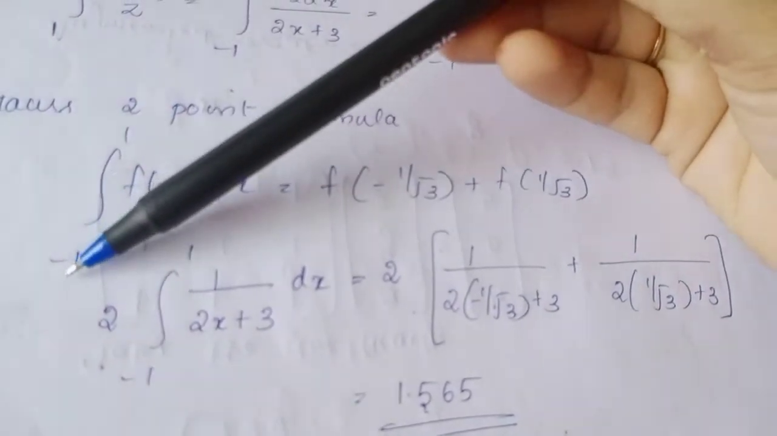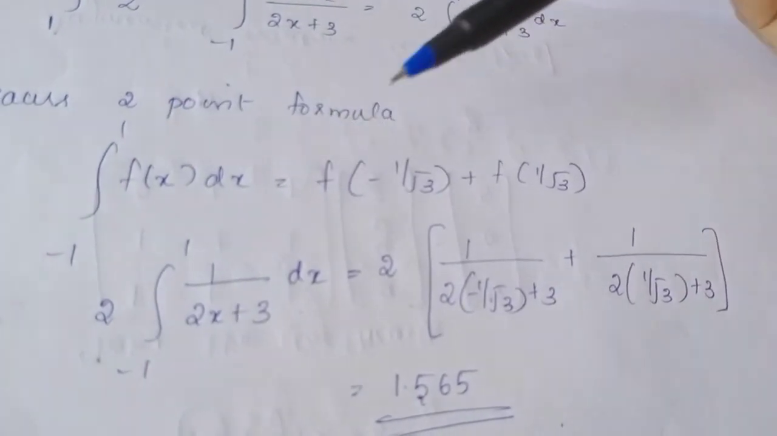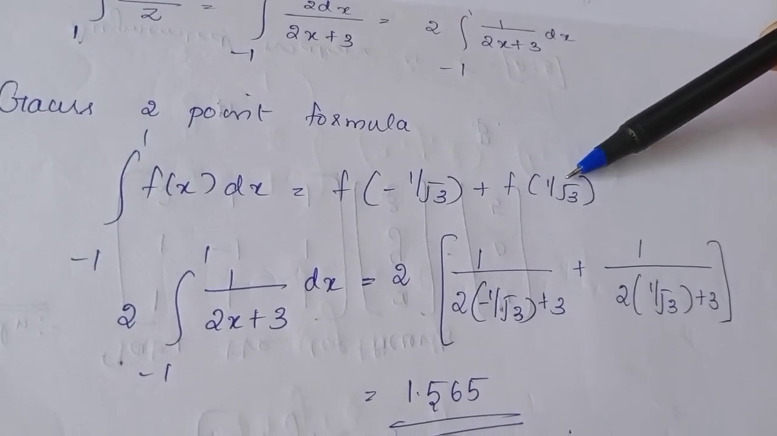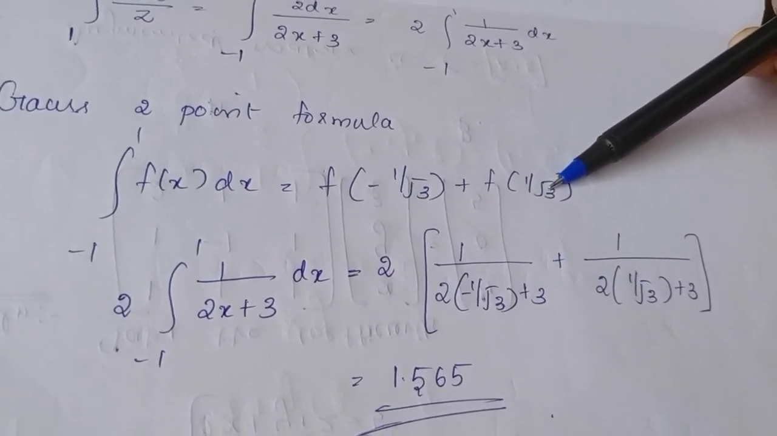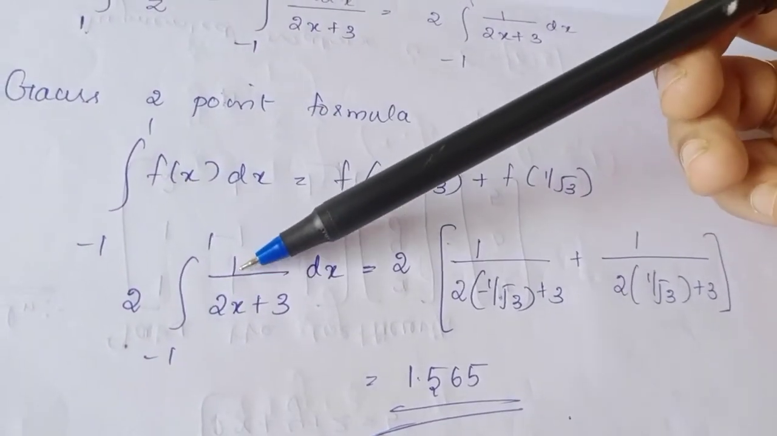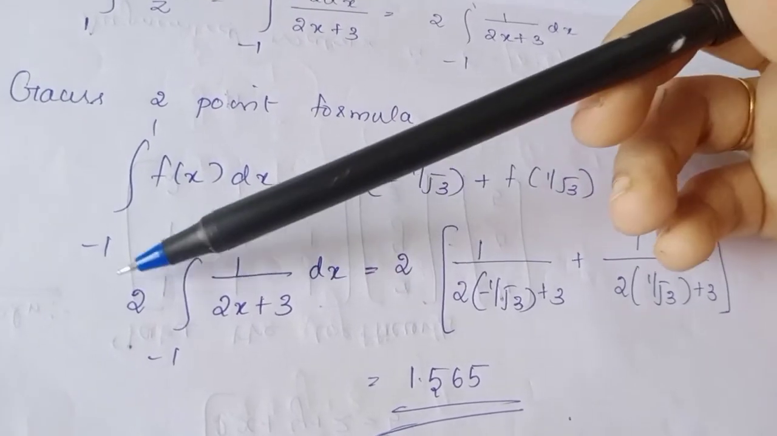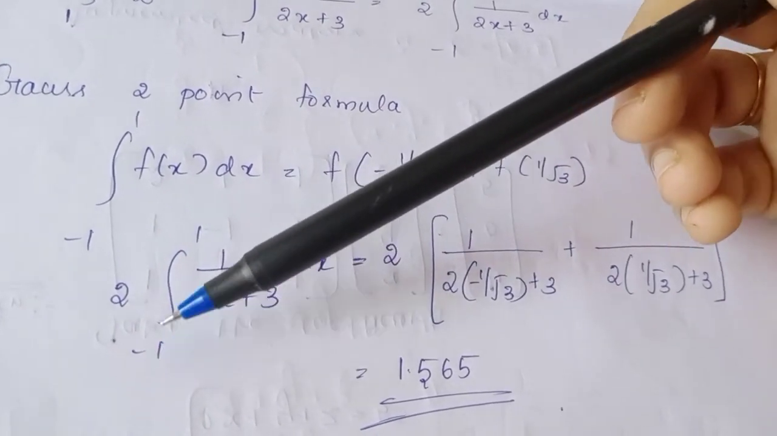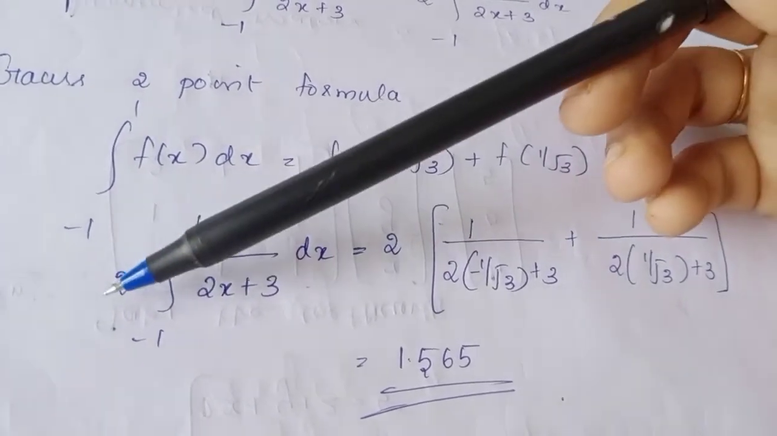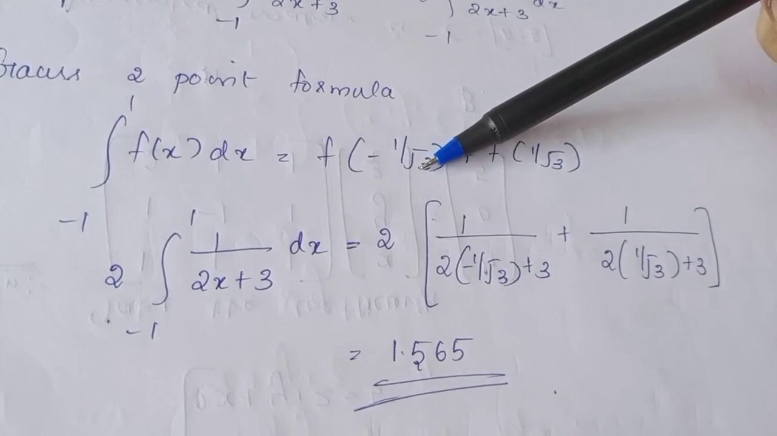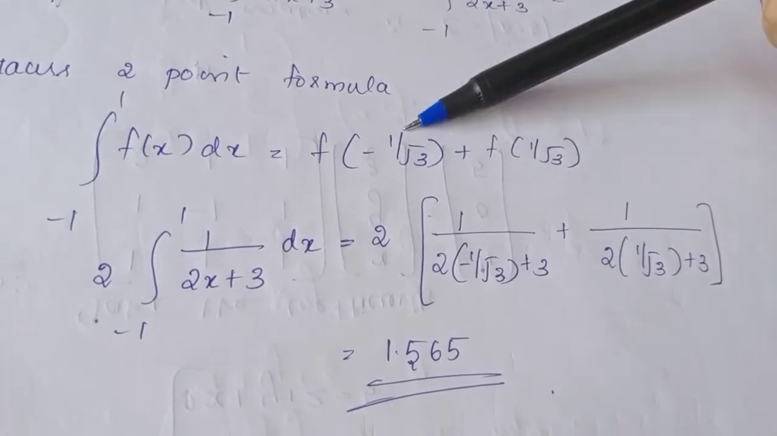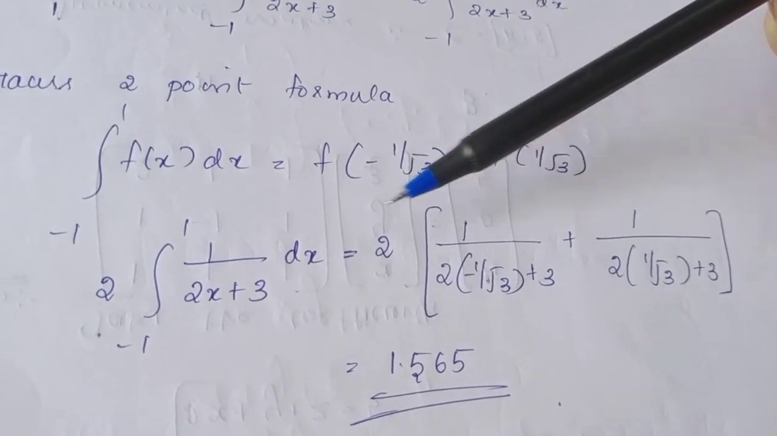Then the integral from minus 1 to 1 of f of x dx equal to f of minus 1 by root 3 plus f of 1 by root 3. This is the Gauss 2-point formula. Then what is f of x here? 1 by (2x plus 3). So 2 into the integral from minus 1 to 1 of 1 by (2x plus 3) dx is equal to 2 into, just apply directly, f of minus 1 by root 3.